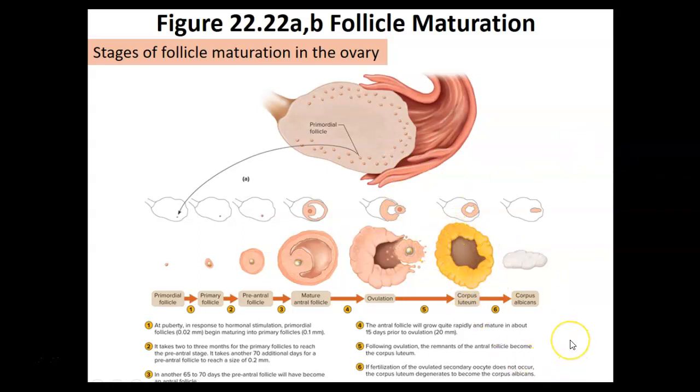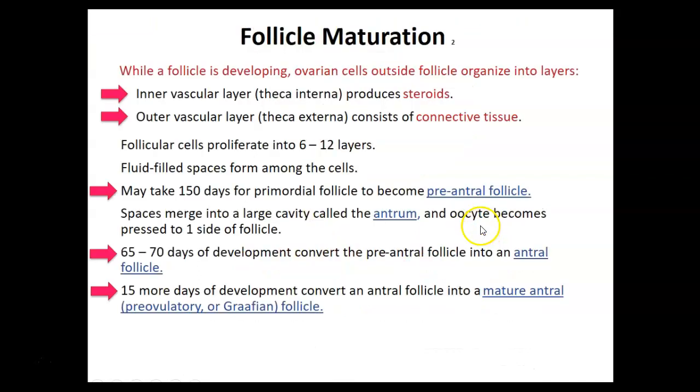If fertilization occurs, then this egg is going to undergo meiosis 2 and continue on with implantation and other actions that we'll talk about in the uterus shortly. However, if there is no fertilization, then the corpus luteum essentially degrades and is sloughed off.